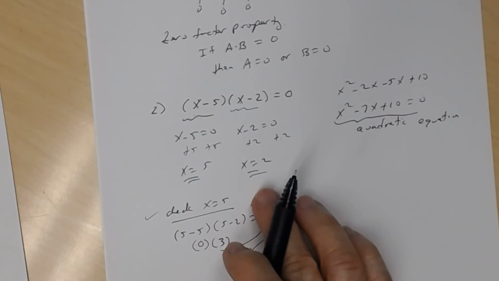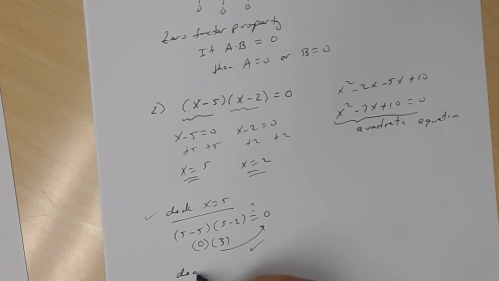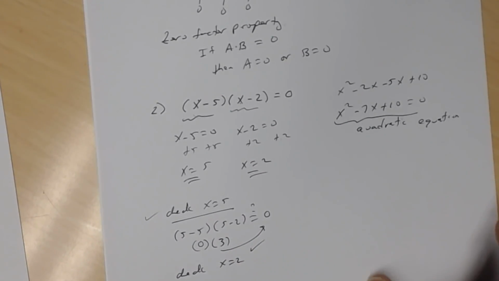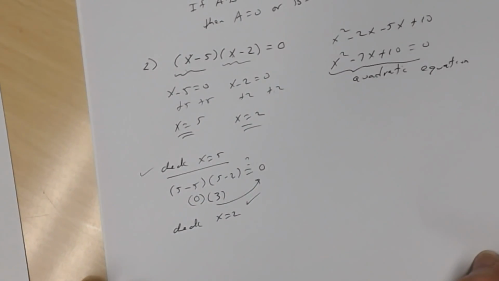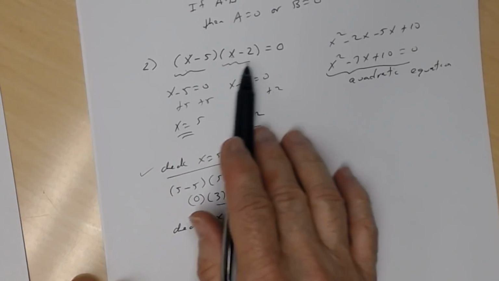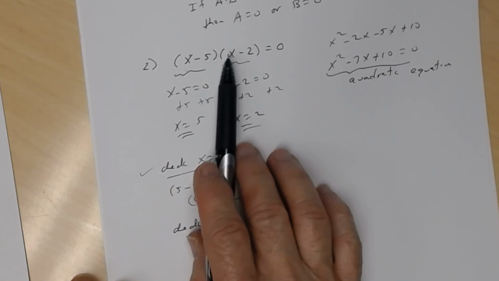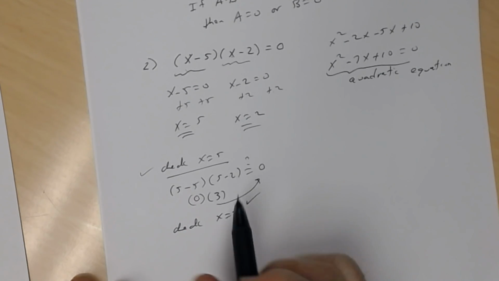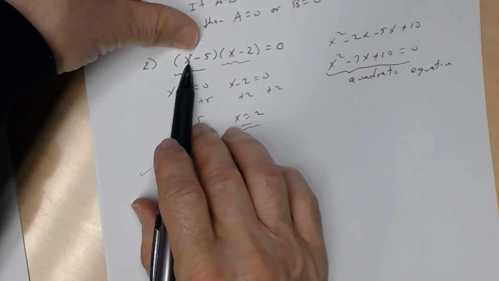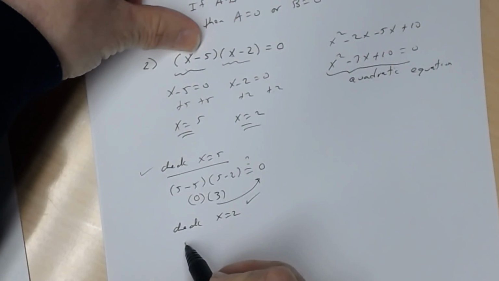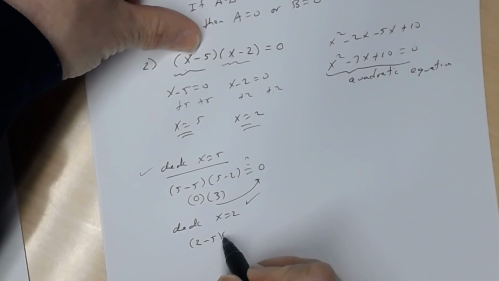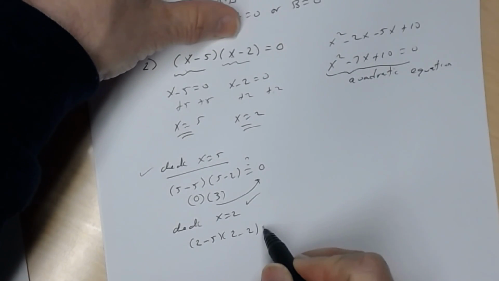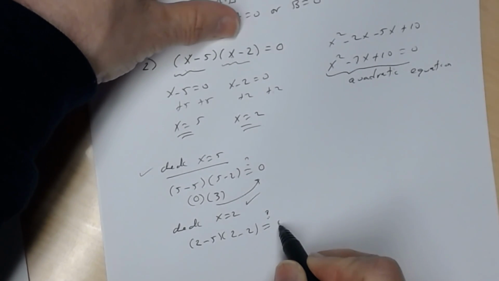And you do the same thing with 2. So if you check x equal 2, if you check that solution to make sure what you have is correct, again, you go to the original, and where we see the variable x, and I see it listed twice, I substitute 2. So I get, in place of x, 2 minus 5 times 2 minus 2, and I want to see if that's going to equal 0.